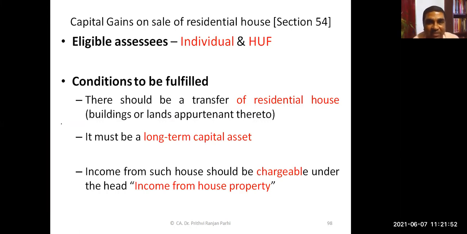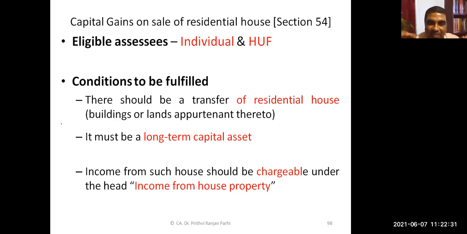First exemption you can study: this is section 54. This talks about capital gain on sale of residential house. As the title itself suggests, here some residential house which is a capital asset is transferred and there is a capital gain. And who can claim this exemption? As you can see, there are only two kinds of persons who can claim this exemption. Who are they? Can you read it out? Individual and HUF. Individual and HUF. No other person can avail this exemption.